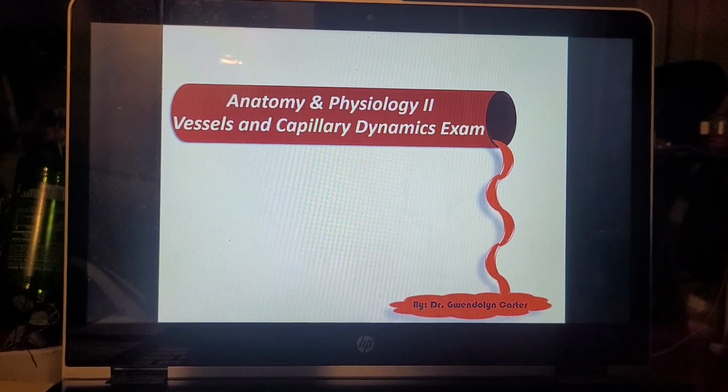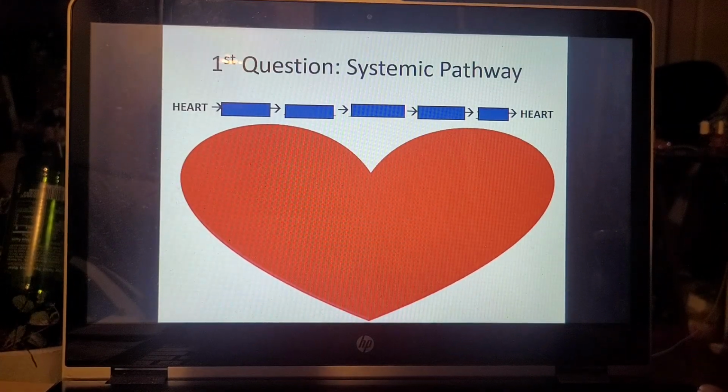Practice for the vessels and capillary dynamics exam. Let's go. First question, the systemic pathway question, the blood vessels that leave the heart and help you return to the heart.